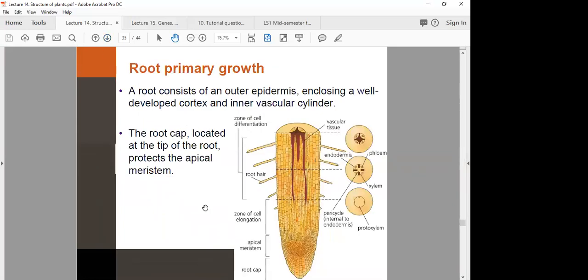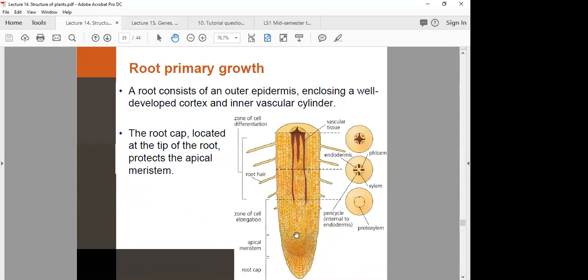So let's look at the structure of a root. A root consists of an outer epidermis. This encloses a well-developed cortex, that is ground tissue, and then we have that inner central vascular bundle called a vascular cylinder. All right, let's start right down the bottom here, and we can see this group of cells here. This is the root cap.